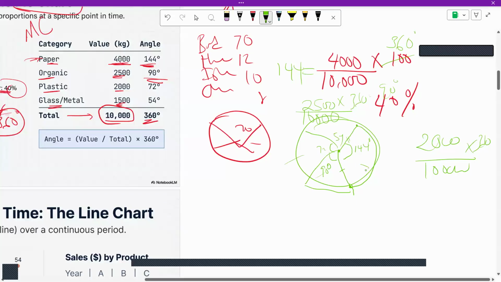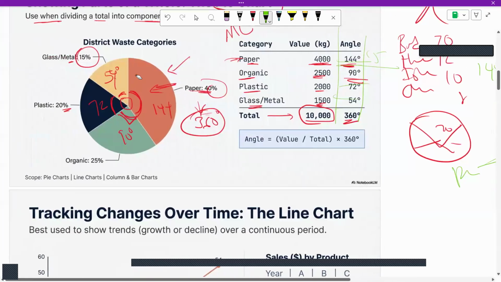So each represents the proportion. Then you have to put the labels: paper, organic, plastic, metal. Likewise, you have to label them. You don't need to indicate the degrees on the chart, but in your working, you have to indicate how you calculated the degrees. And if you wish, you can put the percentage as well, or you can put the count, as in this example.